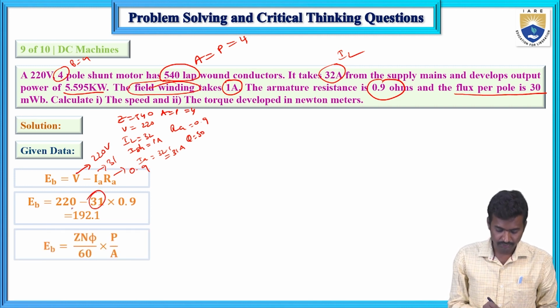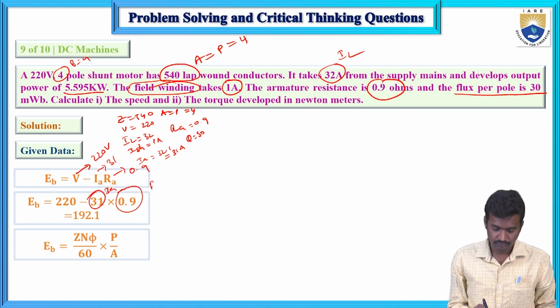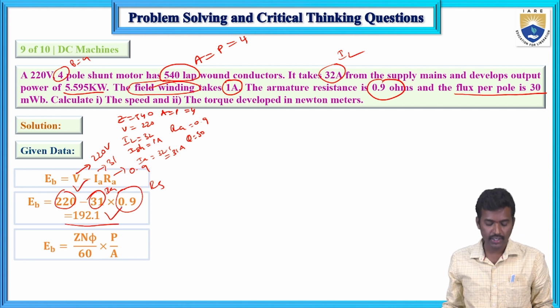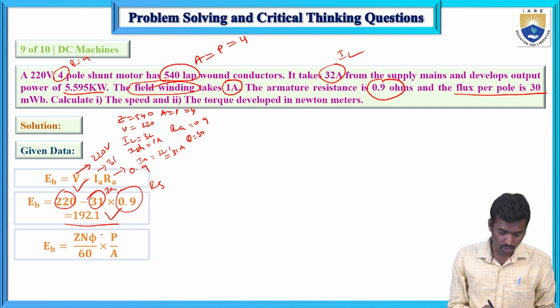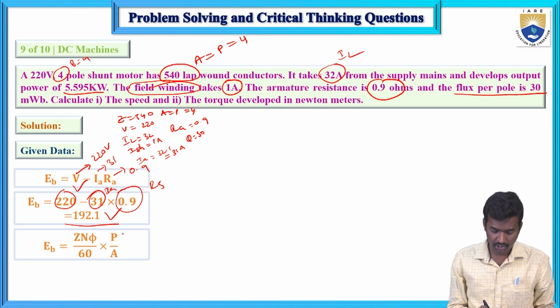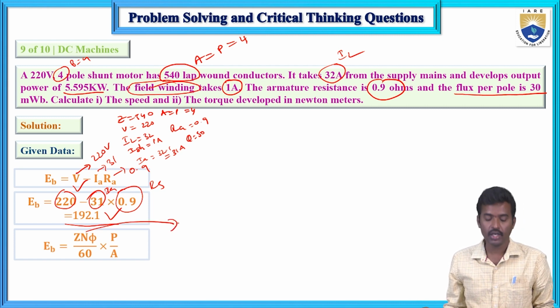This is the IA and this one is the RA and this one is the V. So the value of back EMF is 192.1, and the back EMF formula in a DC motor is Eb equals ZNφ by 60 into P by A. Now the same thing you can substitute in this. You need to determine this speed value.